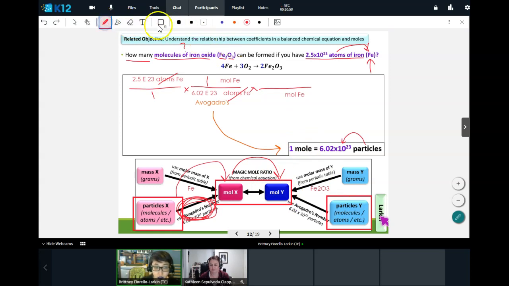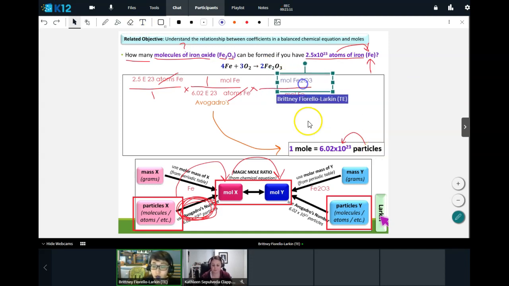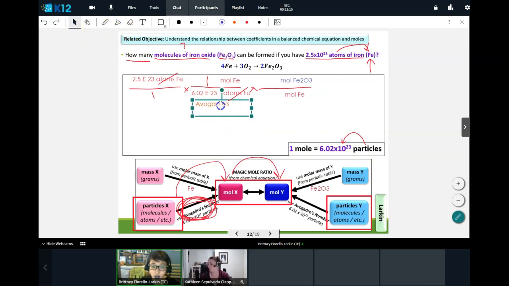So taking a look here, we're going to moles of iron oxide. Oh, sorry, I want to make that a different color. So here we go. Come on, tools. Here we go. So moles of iron oxide, Fe2O3. So now we're at our new chemical. Now again, what conversion do I need to use here?